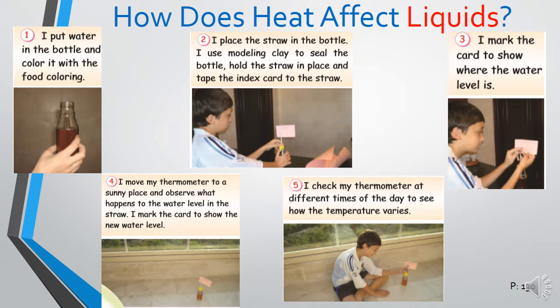Part 2. I place the straw in the bottom. I use modeling clay to seal the bottle, hold the straw in place and tape the index card to the straw. The third step, I mark the card to show where the water level is. Then, I move my thermometer to the sunny place and observe what happens to the water level in the straw. Then, I mark the card to show the new water level. I check my thermometer at different times of day to see how the temperature varies.